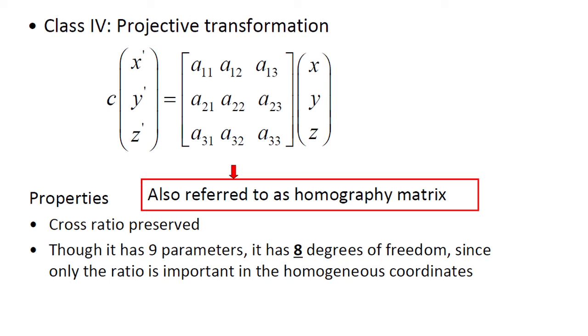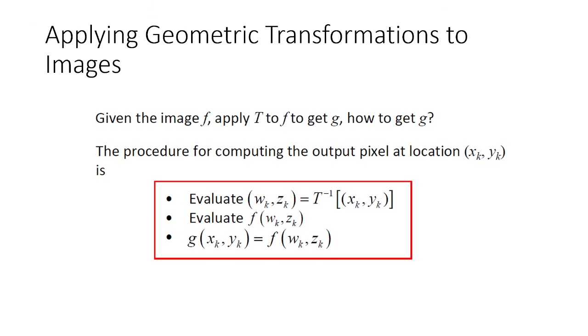So the last one is projective transformation. It is also known as homography matrix. So here the cross ratio should be preserved. Each one has a certain matrix, and it has to be multiplied with our original image coordinates x, y, z. Thereby we get this projective transformation x dash, y dash and z dash. So by applying this geometric transformation, we get the output image, that is G.